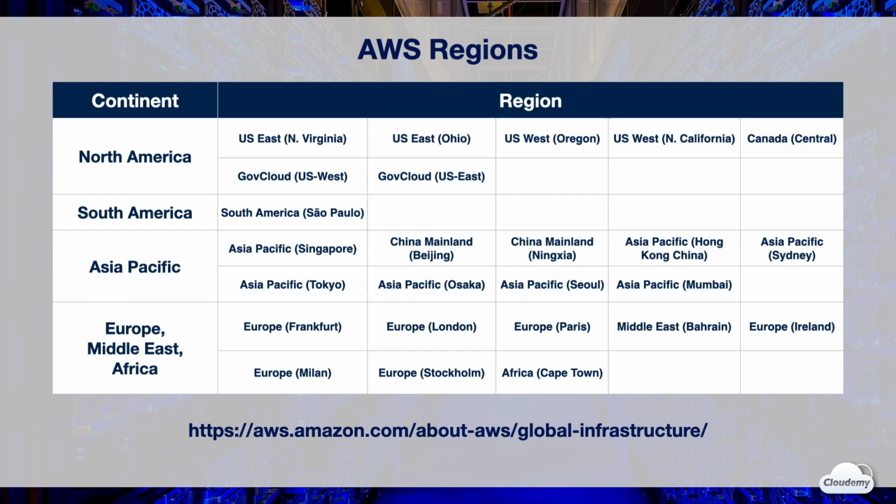Down below for South America, there is only one region at the moment, which is Sao Paulo. In Asia Pacific, there are Singapore, Hong Kong, Sydney, Tokyo, Seoul, and Mumbai regions. Beijing and Ningxia are operated separately with collaboration from local data centers in China. In Europe, Middle East and Africa, there are Frankfurt, London, Ireland, Stockholm and Paris regions, and new regions including Milan, Bahrain, and Cape Town regions which are recently added. Each of these regions has multiple availability zones, and each availability zone has multiple data centers.